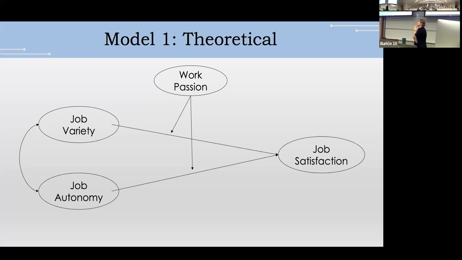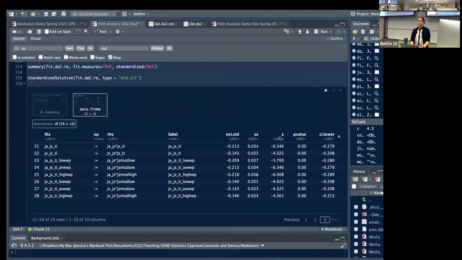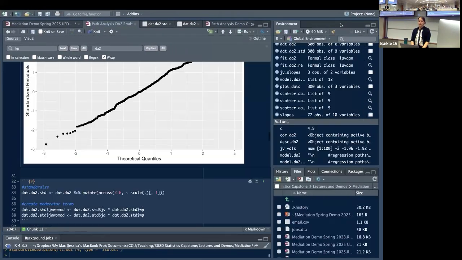All right, this is our theoretical model. This is not what our statistical model looks like. Why? Because we can't regress something onto a line. So the first thing that we're going to need to do is actually create the interaction terms. I'm going to go back and forth between demo and slides.